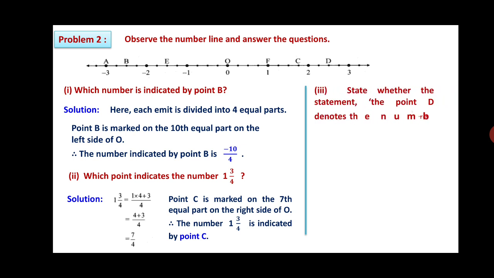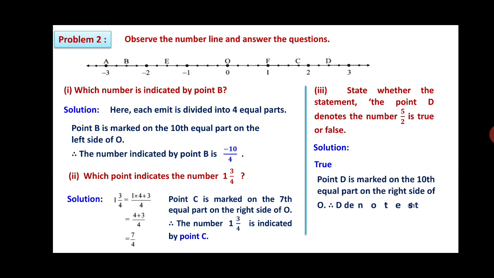State whether the statement, the point D denotes the number 5 by 2, is true or false. Here 5 by 2 is equivalent to 10 upon 4, and you could see that is indicated by point D. Therefore, this statement is true. Point D is marked on the 10th equal part on the right side of 0. Therefore, D denotes the number 10 upon 4, which is equal to 5 by 2, because 10 means 5 into 2 and the denominator 4 means 2 into 2. The 2 gets cancelled, what is left is 5 by 2.